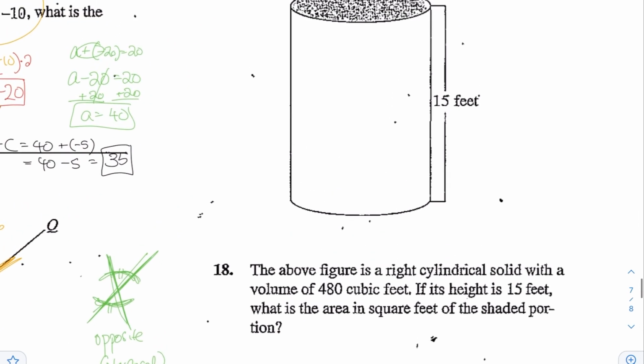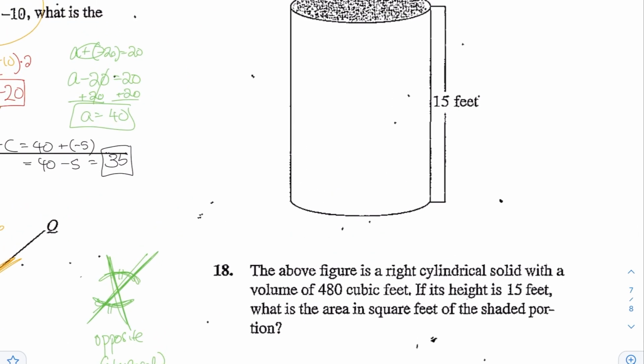All right, next for number 18, the above figure is the right cylindrical solid with a volume of 480 cubic feet. If its height is 15 feet, what is the area in square feet of the shaded portion, which is just the base?